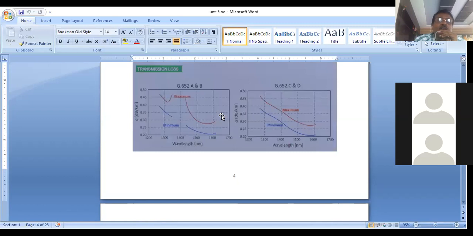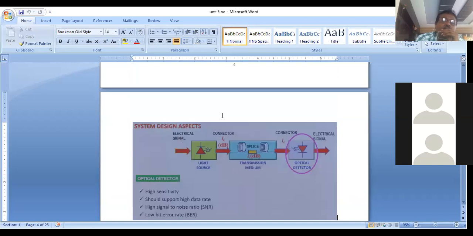For example, G652 A and B, and G652 C and D. These are two different types of fibers we are using. In these, at 1300 nanometers there is a maximum and a minimum loss, and similarly at 1500 nanometers there is a maximum and minimum loss. Similarly for G652 C and D, there is a minimum and maximum for both 1300 and 1500 nanometers. So these are the different transmission losses we will consider for designing an optical fiber link.